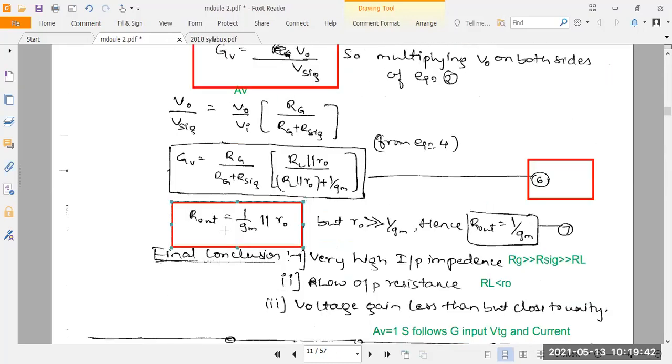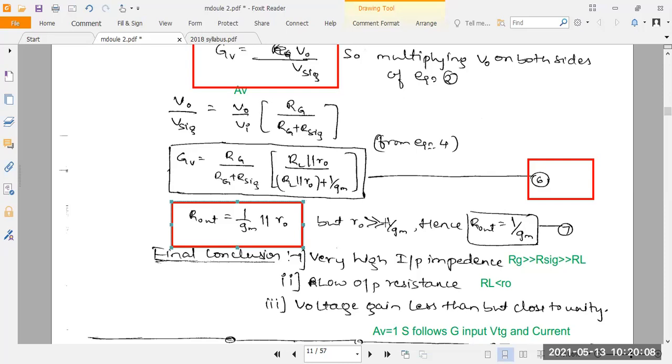That's why it is written as Rout. Rout is equal to 1 by gm parallel with R0. Here R0 is greater than 1 by gm, hence Rout is equal to 1 by gm. R0 is very high, so neglect R0 here. So the total output resistance is 1 by gm. Understood?